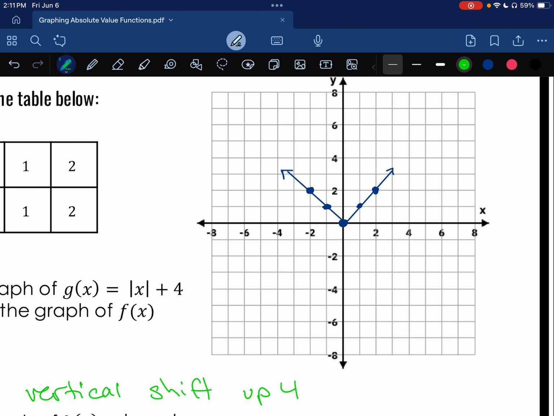Alrighty, so this first one looks like this. Notice it has a branch with the slope of -1 and a branch with the slope of +1. And then for h of x, it's going to be over here. Its vertex was at (6, 0). And again, there's that -1 slope branch and +1 slope branch.